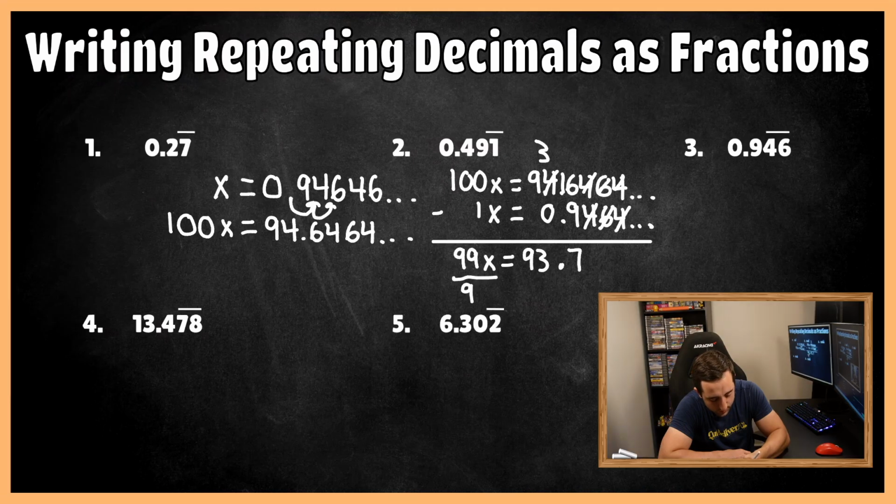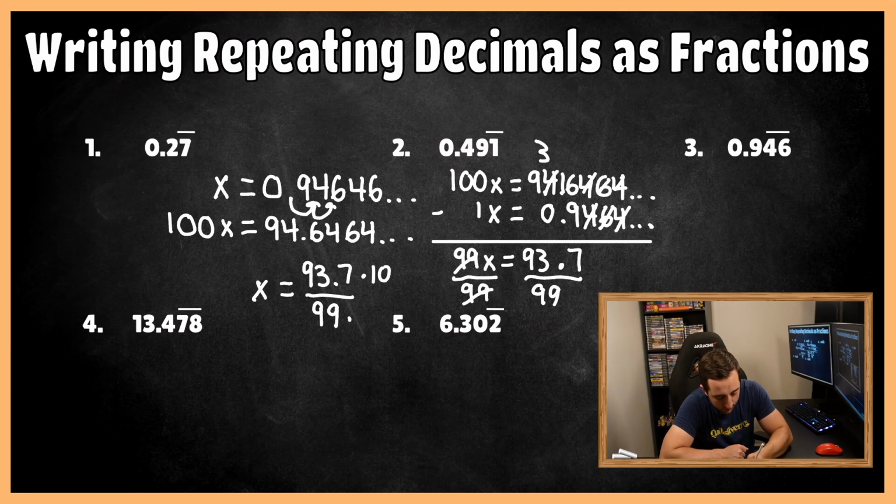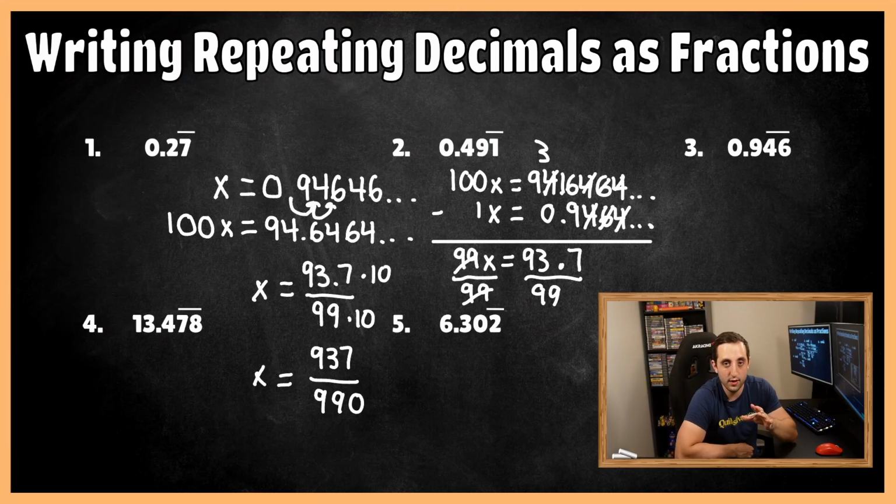And then let's go ahead and divide both sides by 99. Right? And now we have x equals 93.7 over 99. This time around, we just want to move the decimal point one place value to the right, so don't multiply by 100, but multiply by 10 on the top and bottom. And we are left with x equals 937 over 990. And this is completely simplified. You can't divide the top and bottom by anything. So this is our final answer for number 3.